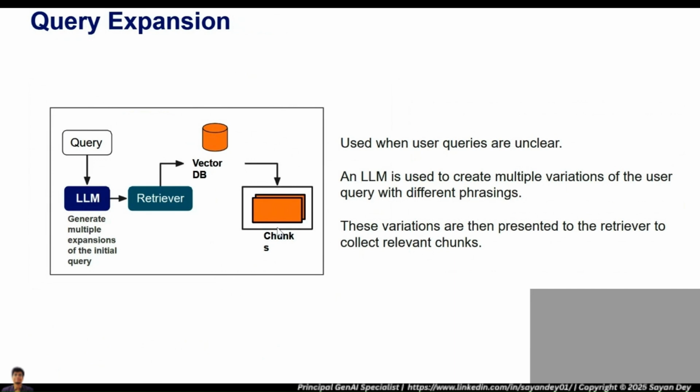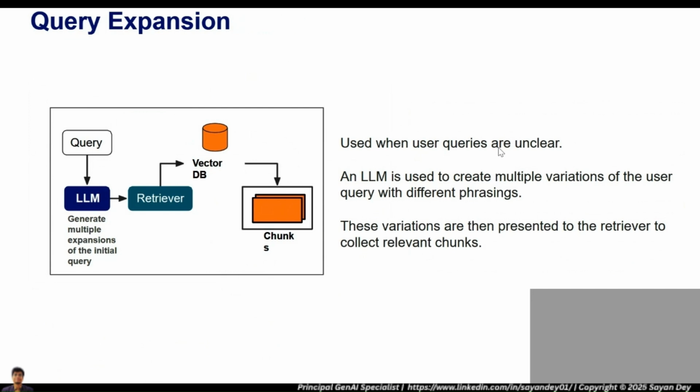There is something very similar called query expansion. Query expansion basically means that you take the initial user query and create multiple variations of it with different phrasings. This is very, very useful in scenarios where user queries are unclear, and it is very similar to the rephrase response idea that we talked about. End users are not always very good at writing the best kind of queries. So in query expansion, we take the original user query and use a large language model to generate multiple expansions out of it, multiple variations of the query.